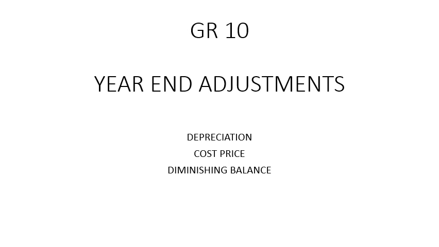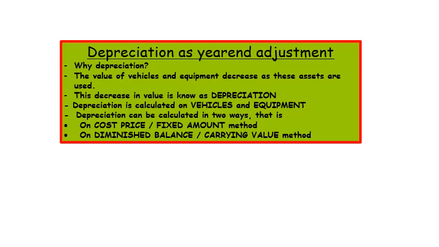So the first adjustment we're going to do is depreciation. Before we do depreciation, you need to know why there is something called depreciation. Depreciation is the decrease in the value of your vehicles and equipment. Remember, as we in our business use the vehicles and the equipment, the value of those assets is going to decrease.